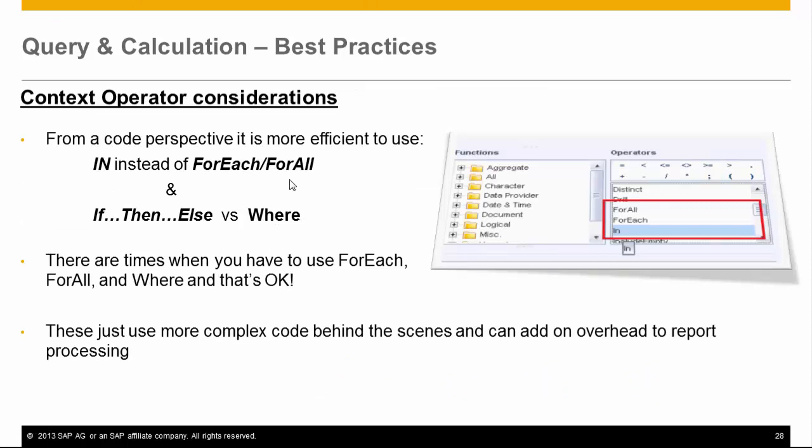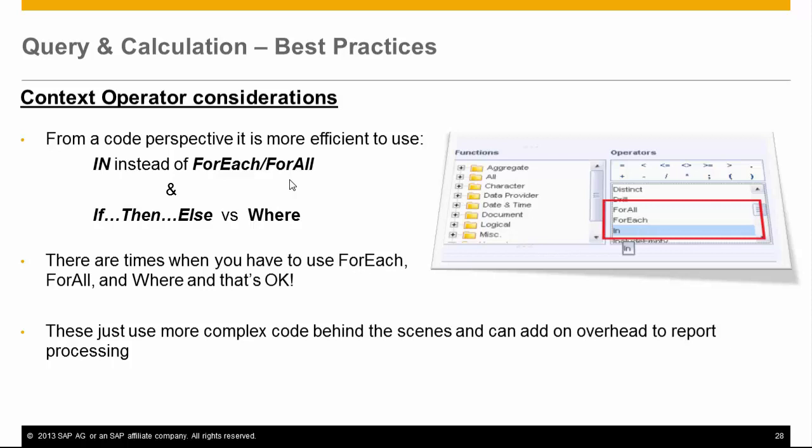And here's another one right from the developers. Context operators are basically your in, for each, for all, and where. These are often used within formulas and variables to give that variable context, into which it applies. From a coding perspective, if you can use the in context versus the for each or for all, then that is more efficient on the back-end side to process. And same applies for using an if-then-else statement versus a where statement.